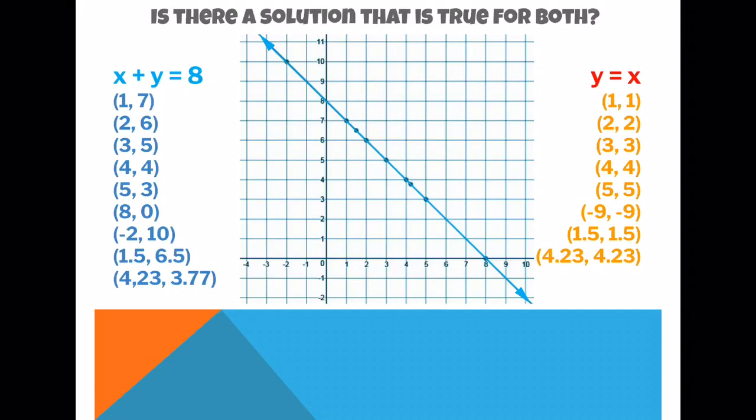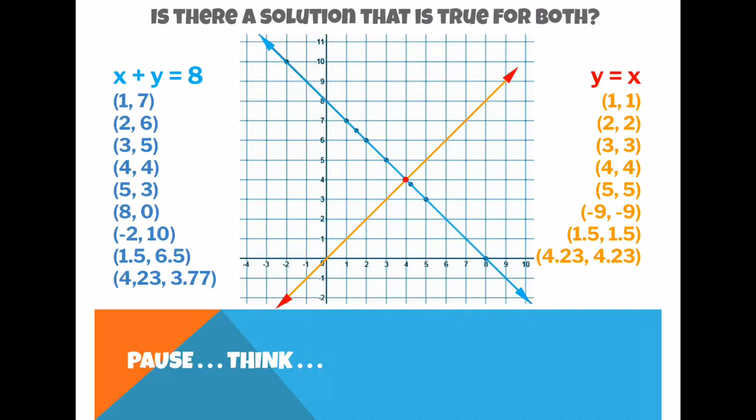And then we have y equals x. And these are some of the solutions for y equals x. If we graph y equals x, we can see the infinite number of solutions. So graphically speaking, is there a point that you can identify right away that solves both of these equations?